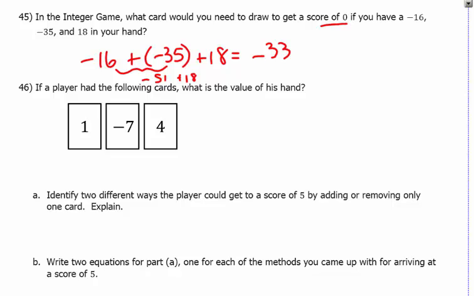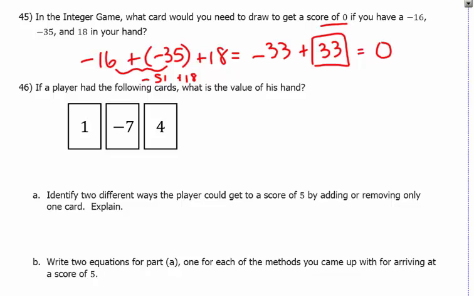And to get a score of 0, I need the opposite of that number. So plus the opposite of that number should be 0. So I take that number and I flip the sign in front. If I get a 33, I would have a 0.